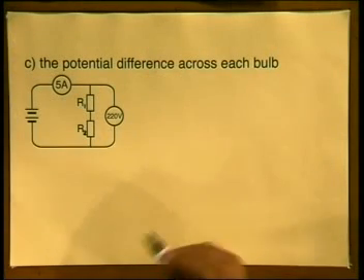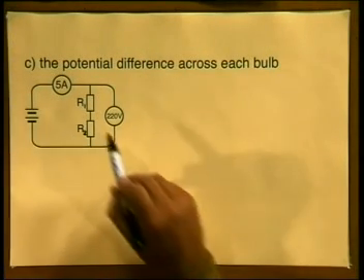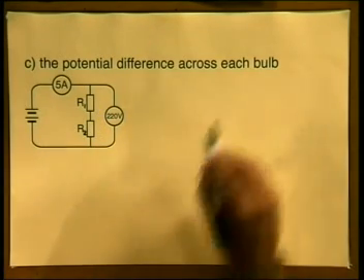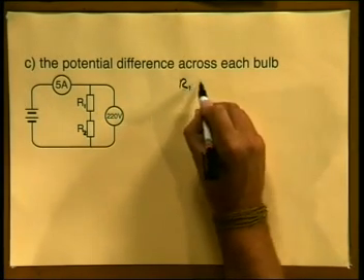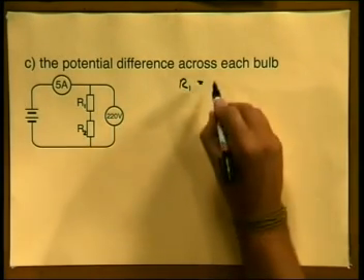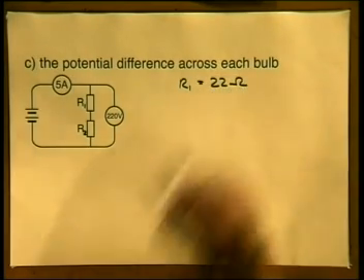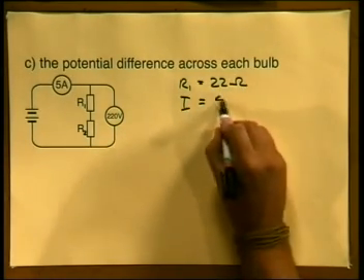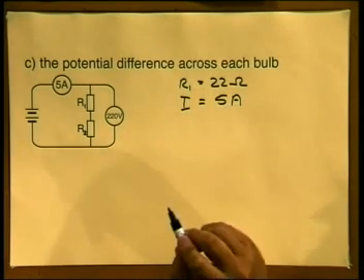And lastly, the potential difference across each light bulb. Again, because the light bulbs are identical, let's use R1 to calculate that potential difference. We know that the value of R1, we have just calculated in part B, is equal to 22 ohms. The current flowing through R1 is equal to 5 amperes.